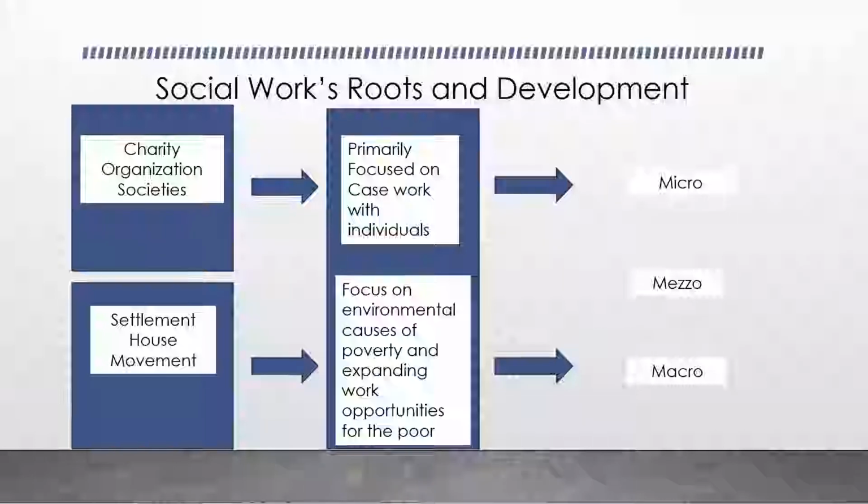So Mary Richmond and the charity organization societies tended to focus more on the micro level and move up to the meso, the communities, and the macro. The settlement houses tended to look more at the environmental context and how that was affecting individuals.